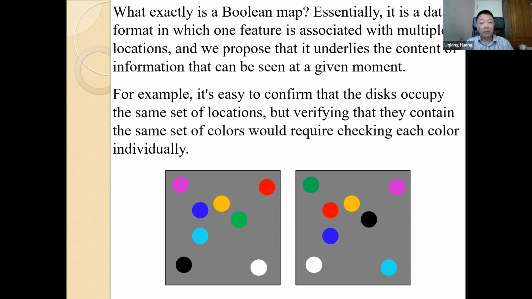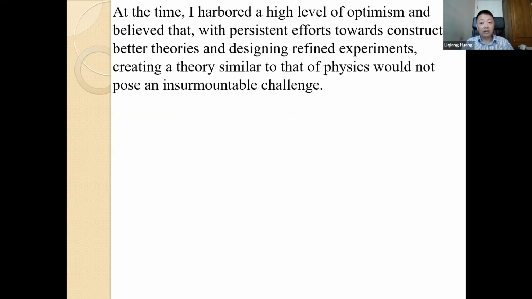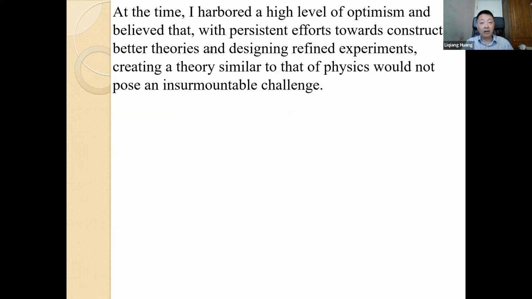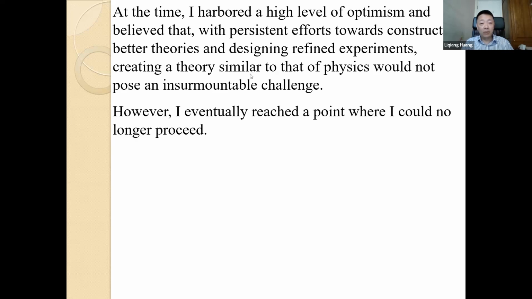And with this and many other lines of evidence, we propose this Boolean map theory. And at that time, I harbored a high level of optimism and believed that with persistent efforts towards constructing better theories and designing refined experiments, creating a theory similar to that of physics would not be an impossible task. So that's what I believed back then.